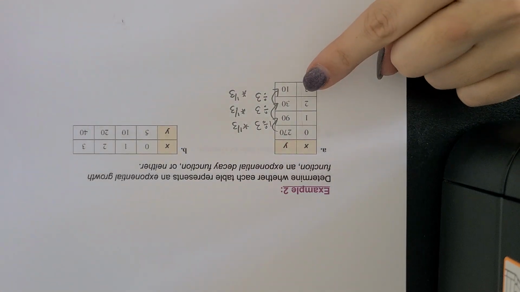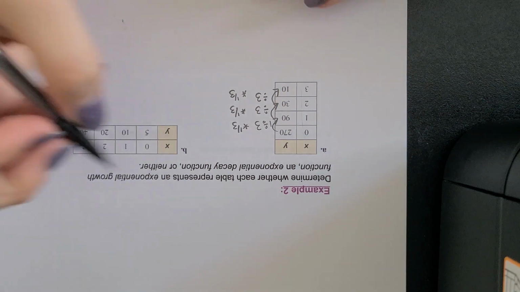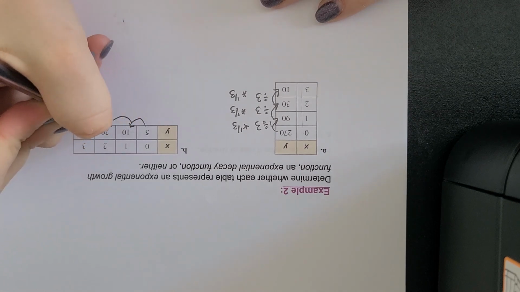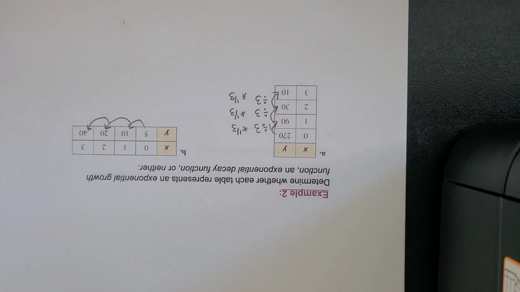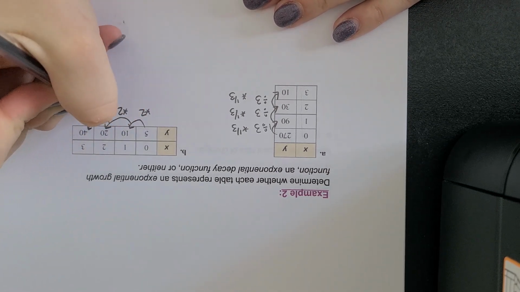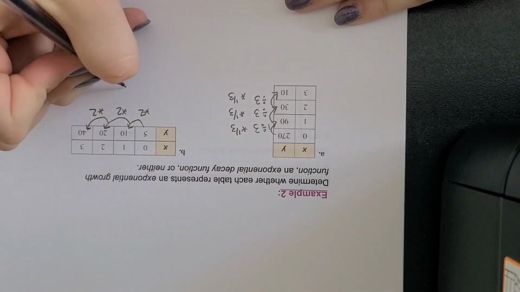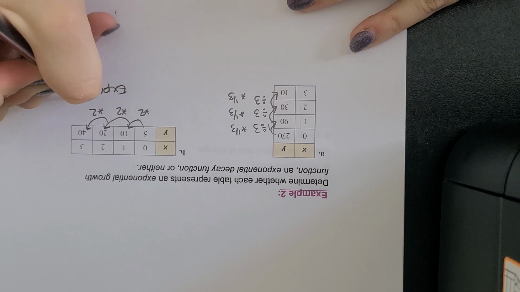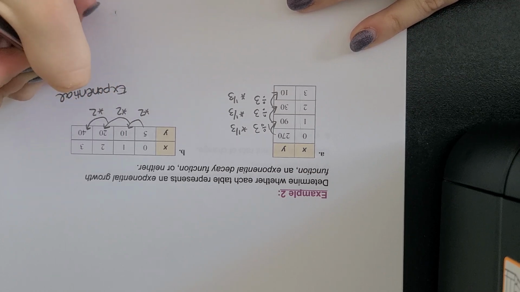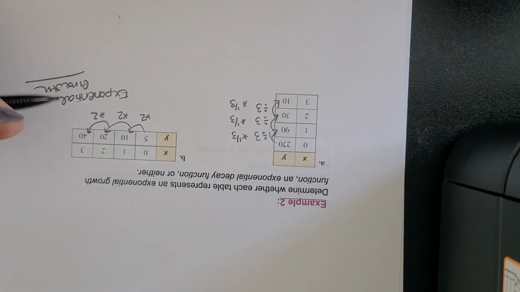Now, before I determine if this is growth or decay, let's look at our next table. Once again, our x is going up by 1. Let's see what our y's are doing. 5 to 10, 10 to 20. We're multiplying by 2 here. This will represent exponential growth. We're multiplying by a number greater than 1.